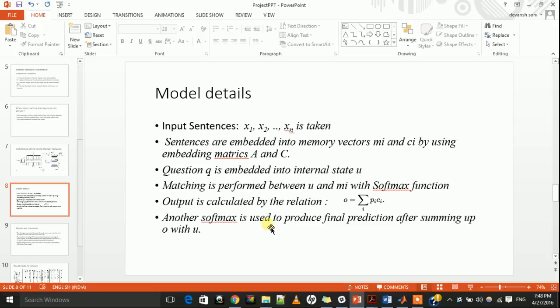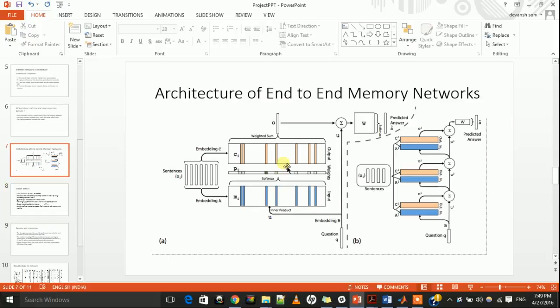The next step is the output is calculated by the relation o equal to summation over i of pi ci. So now we calculate the output o, which is nothing but a summation of our internal weight matrix pi, which was obtained after doing the softmax function, and the memory vectors ci, which were obtained after converting sentences into the memory vectors.